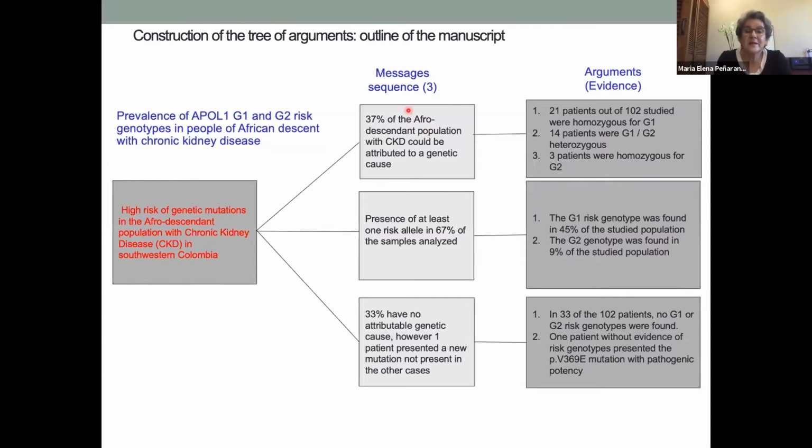And then 37% of Afro-descendant population has a genetic cause, and then how many patients they study and how they reach this number. Presence of at least this mutation allele, and then what genotypes they study and what genotypes were found. And then 30% do not have the mutation, but one person had this other mutation. So this is less important evidence, but it's important because of the risk presented for disease. Anyway, you see this example, and then you try to adjust it to the article you did.